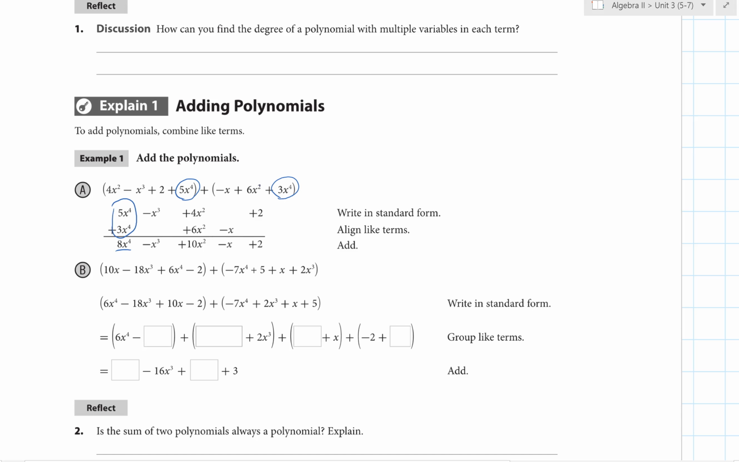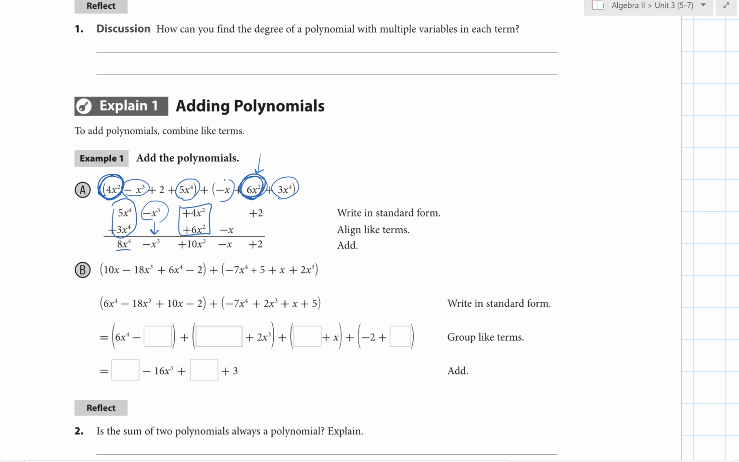And then we'll go to the next degree down. So we have a negative x cubed. There's no x cubed in the second expression, and so we're just going to have negative x cubed by itself, and that becomes negative x cubed in our final answer. And then next degree down would be second degree. So we have a 6x squared and we have a 4x squared. And so those get added together here, and those add up to 10x squared.